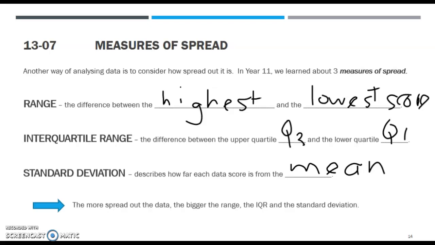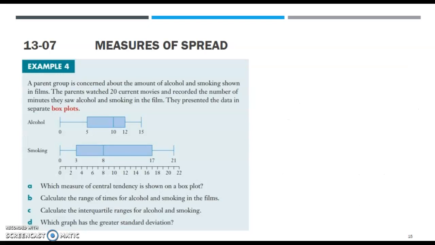So basically, the more spread out the data, the bigger the range, the bigger the interquartile range, and the bigger the standard deviation. For example, a parent group is concerned about the amount of alcohol and smoking shown in films. The parents watched 20 current movies and recorded the number of minutes they saw alcohol and smoking in the film. They presented the data in separate box plots.